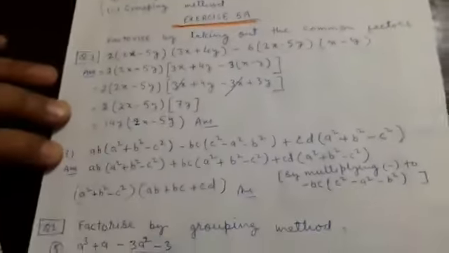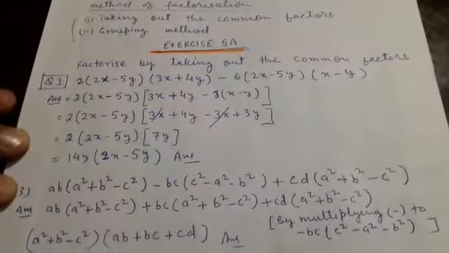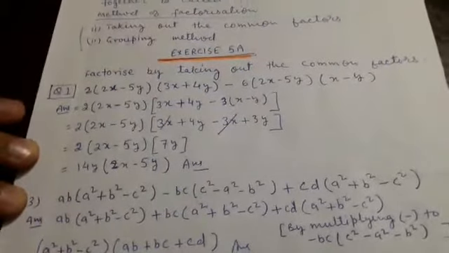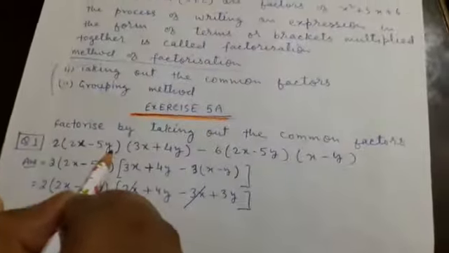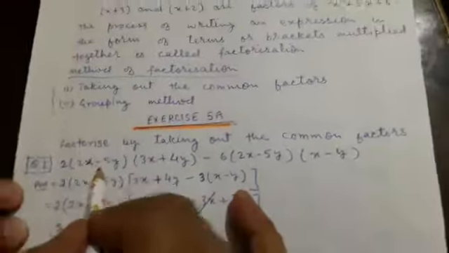Question number 1, factorize by taking out the common factor. The first question is 2(2x minus 5y)(3x plus 4y) minus 6(2x minus 5y)(x minus y). Now dear students, look at this question carefully. You will find that 2x minus 5y and 2x minus 5y, both these terms are the same, so we will take 2 and (2x minus 5y) as common.